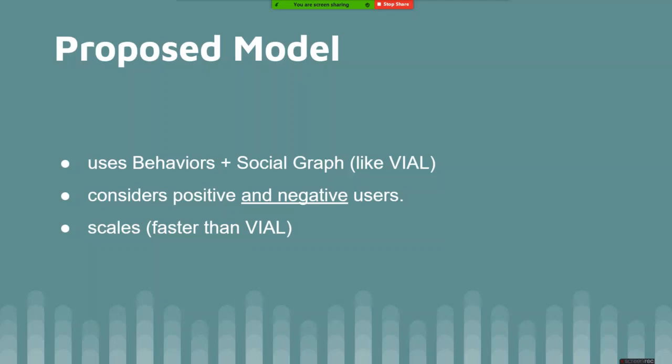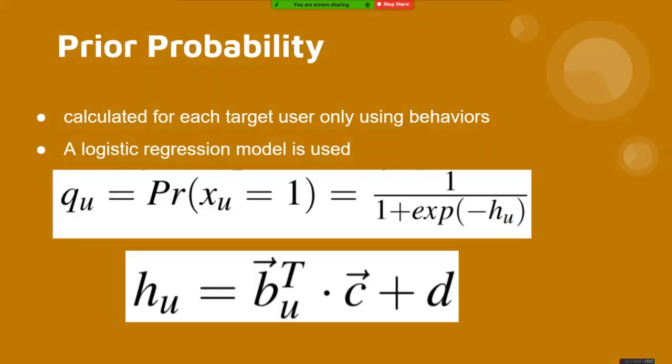Yes, and what's new about our model, beside this point, is that it scales. It's faster than VIAL, because VIAL uses a random walk to estimate the target attribute for a given user one at a time, but our model can do that for multiple users simultaneously, as we will see.